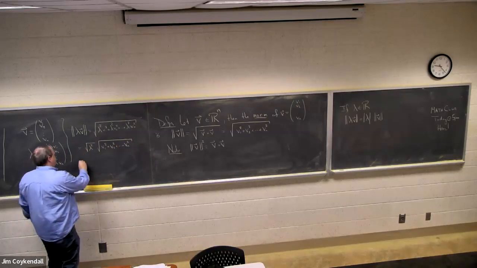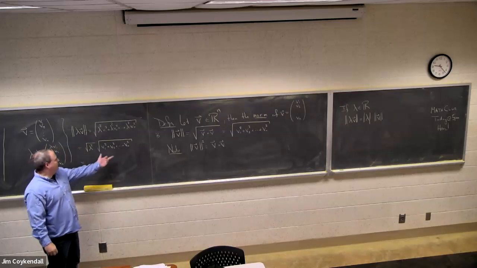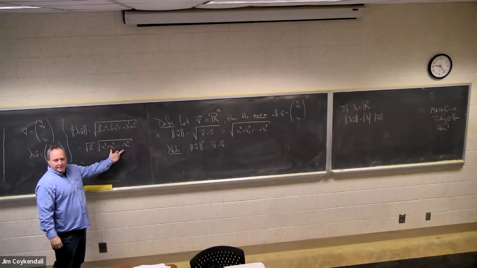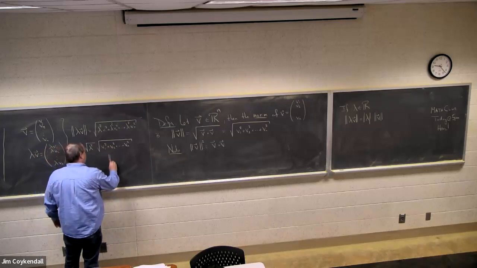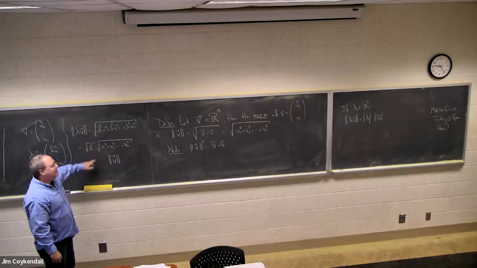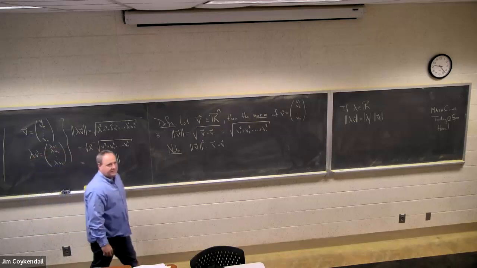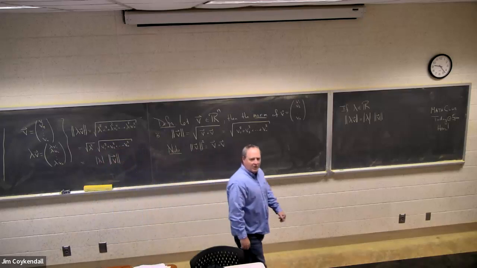Now, what's another name for this? What is this thing right here? This is the norm of B. And what's another name for the square root of lambda squared? This is the absolute value of lambda. Any questions?